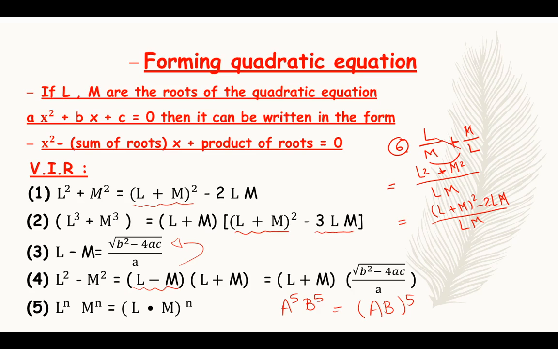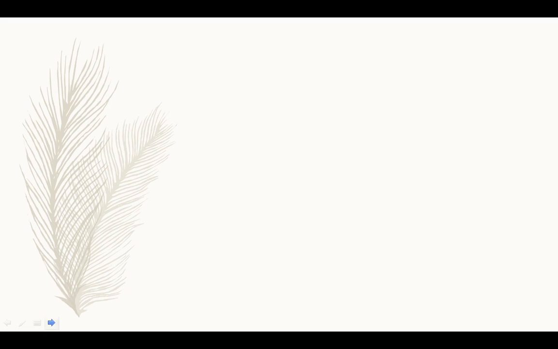Another one, number 7: if we want to multiply L over M by M over L, in this case you can cancel M with M and L with L, and the result will be equal to 1. Okay? Let's go to our first example.